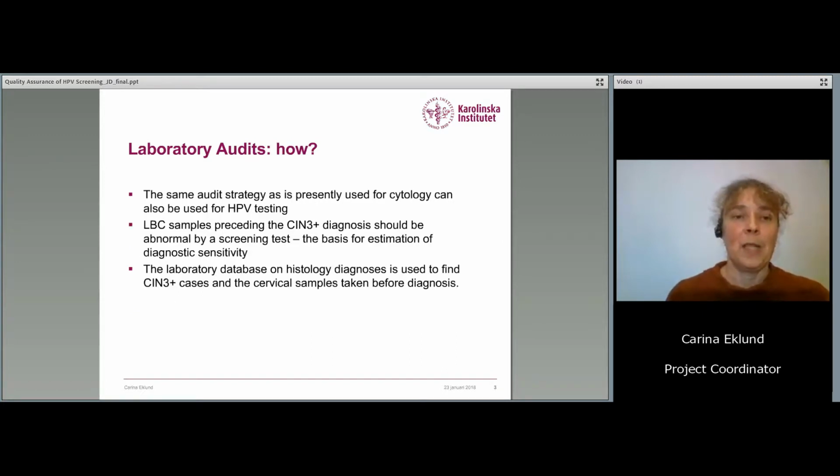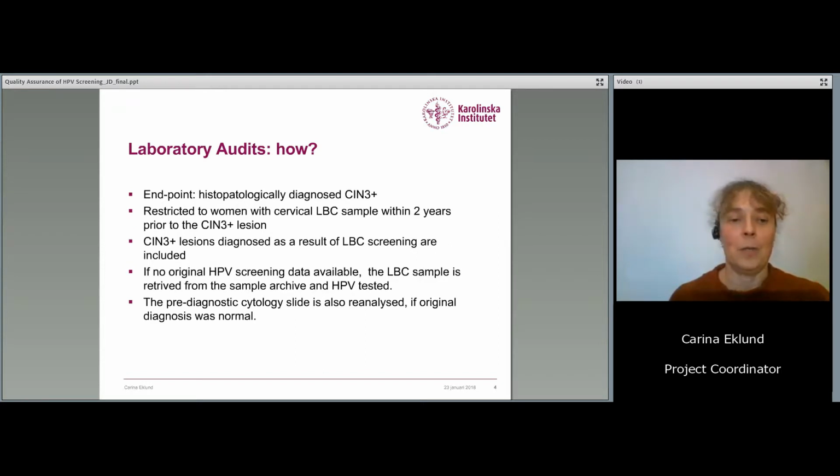And how can we do this laboratory audit? The same audit strategy as is presently used for cytology can also be used for HPV testing. LBC samples that precede the CIN3 diagnosis should be abnormal by a screening test. This is the basis for estimation of diagnostic sensitivity. We use a laboratory database on histology diagnosis to find the CIN3 cases and the cervical samples taken before diagnosis that should have identified the CIN3 case.